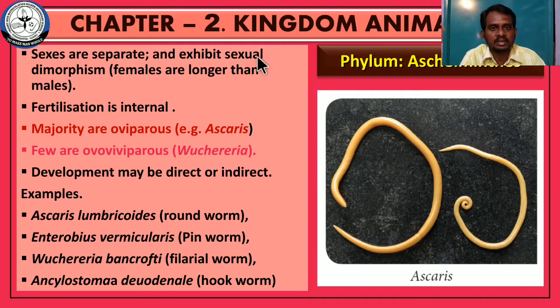And next one is sexes. Here sexes are separate. That means they exhibit sexual dimorphism. What is sexual dimorphism? Females are larger than the male. Male la undu chinna curve irukum. Indha curve vachu enna pannana male kandupidikalam. Female normally larger in size. There is no posterior curve. Posterior curve abingiradhu pinpagudhila undu enna irukana oru valayam irukadhu. Ana indha animal la pathinga an animal la undu pinpagudhila oru valayam irukum.